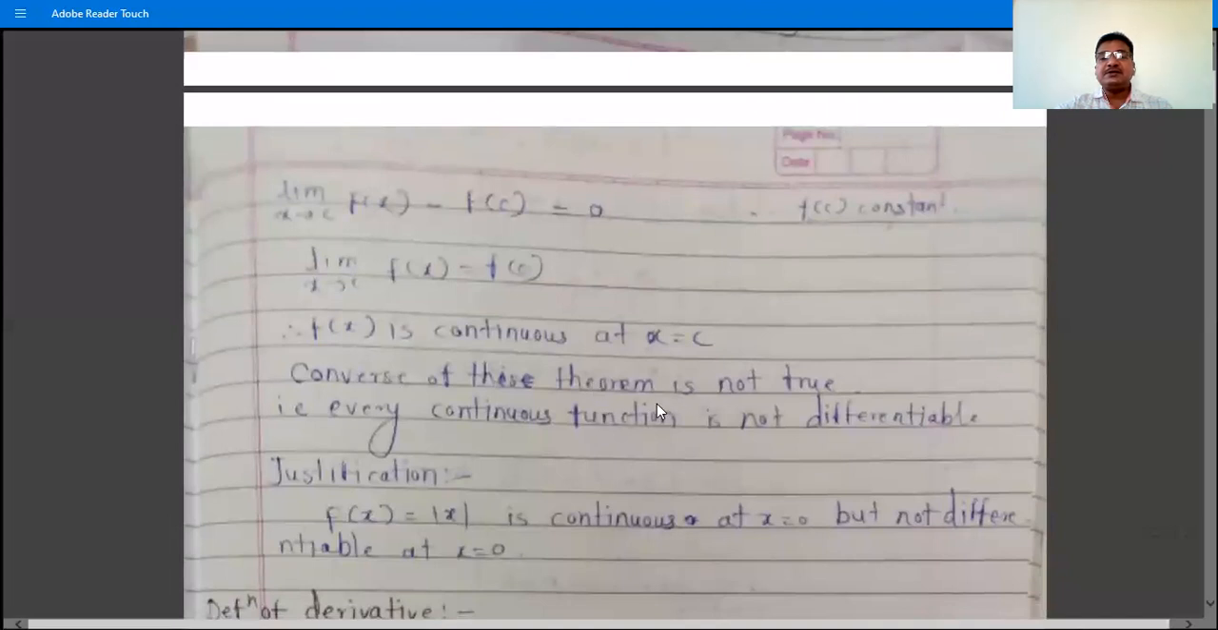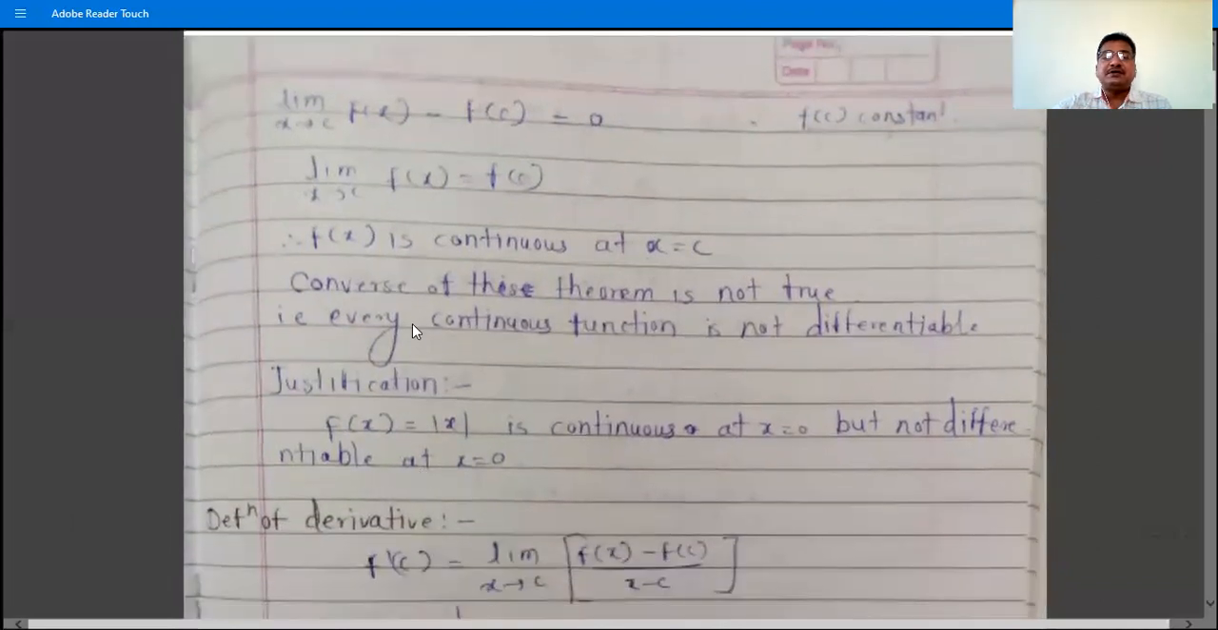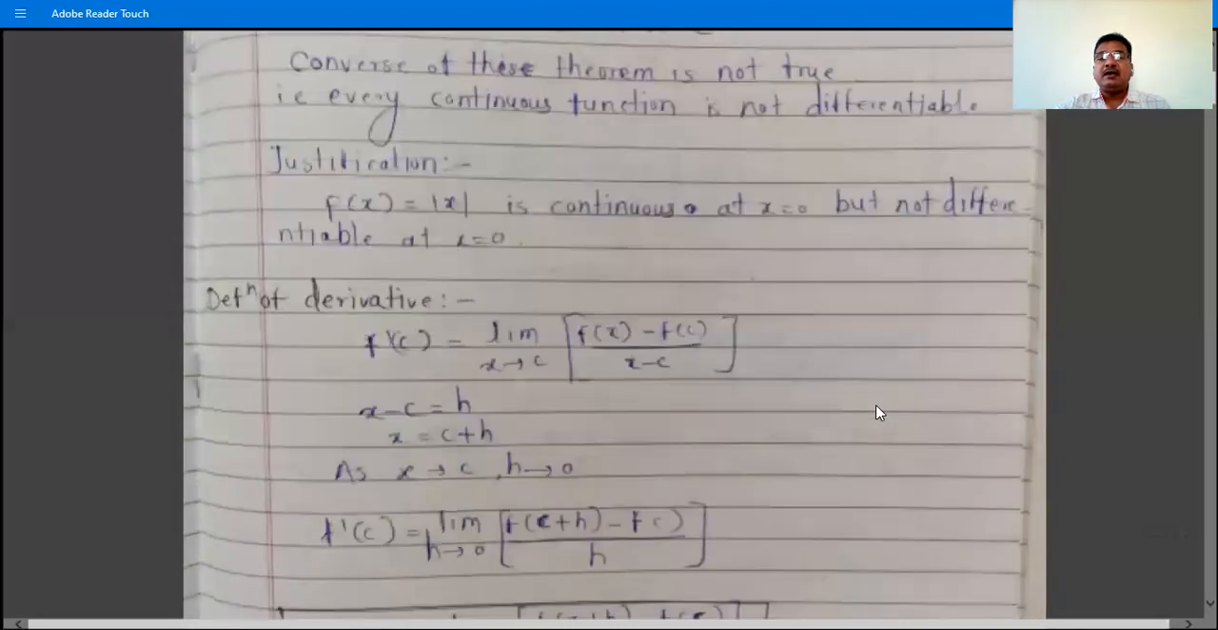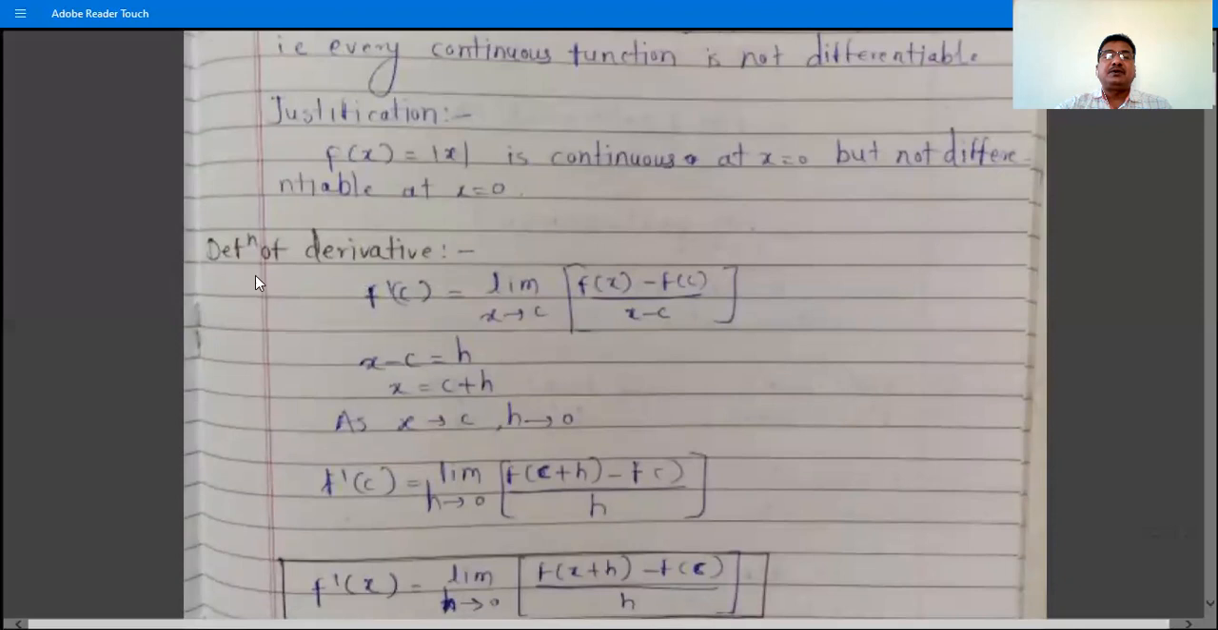But the converse of this theorem is not true, that is, every continuous function is not necessarily differentiable. That is, if the function is continuous at some point, then it may be differentiable or it may not be differentiable at that point. So for justification of this statement, write this example: f(x) equals mod x is continuous at x equals 0, but not differentiable at x equals 0. That is, the function is continuous at some point, but it may not be differentiable at that point.